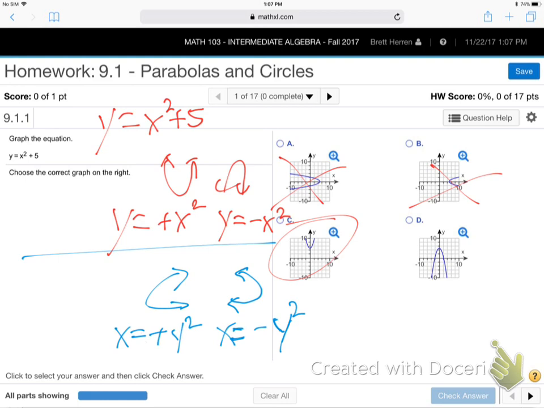Good? So that's it pretty much. So let's take a look at it. So if everybody got that copied down, I'll move forward. Okay.